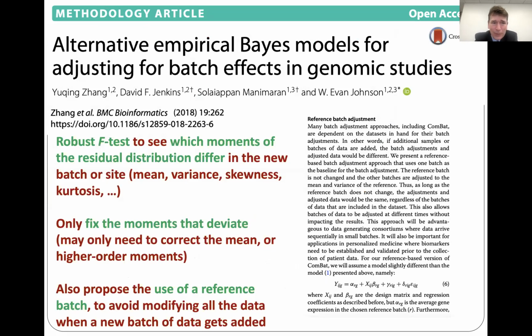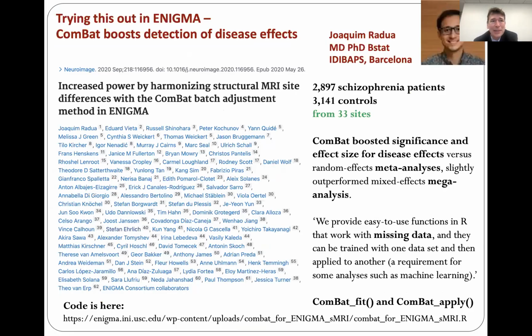So this paper, it was very interesting, proposes a robust F-test to see which moments of the residual distribution differ at a new batch or site. It could be the mean or the variance, it could be higher order moments. And then it fixes the moments that deviate. And they also in this paper propose the use of a reference batch so that you don't have to correct all the data all over again when new batches get added.